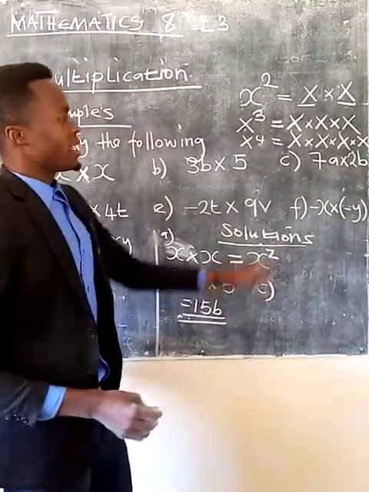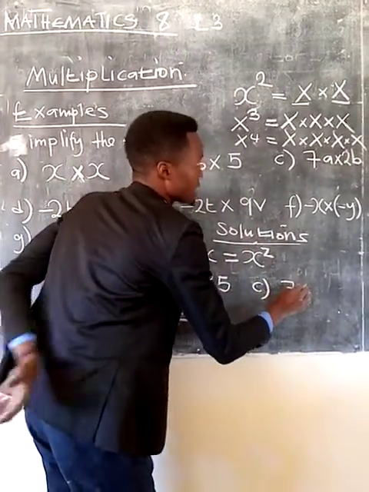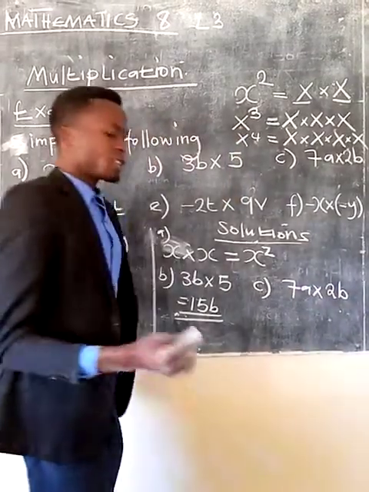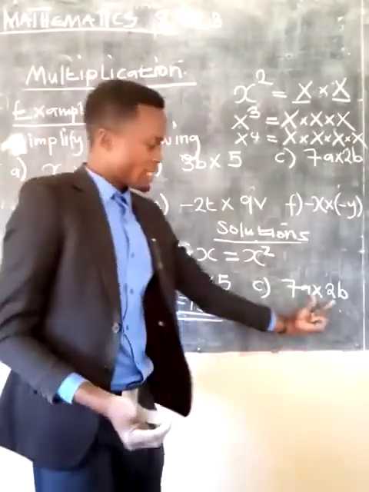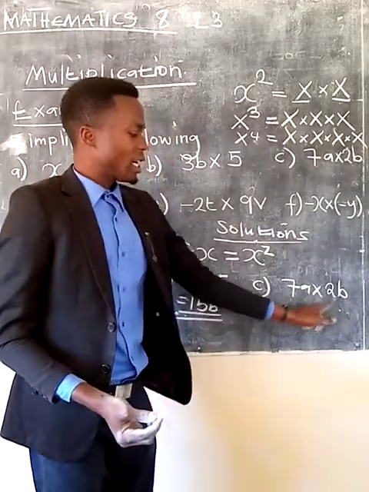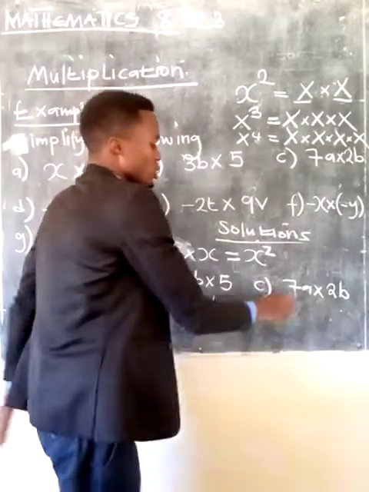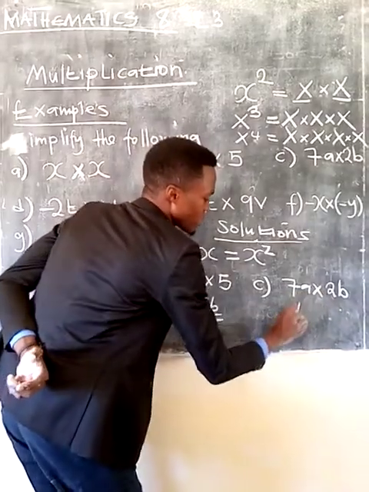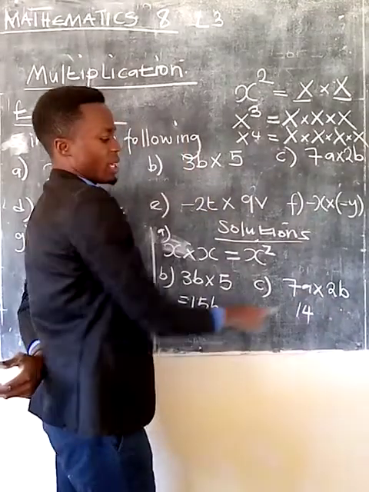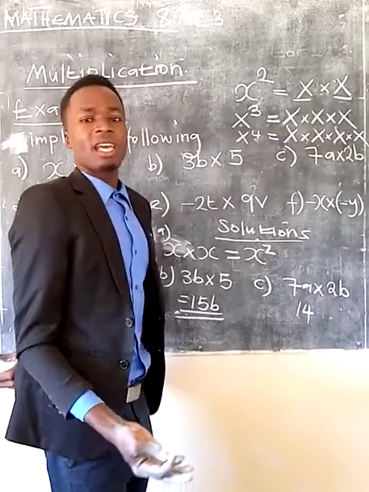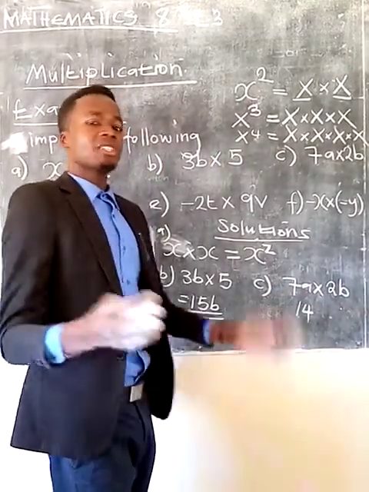So for C we are saying 7a times 2b. As usual, start with the coefficients. So we have 7 and 2. Multiply the coefficients, then you go to the variables. So 7 times 2 will give you 14. Then the variables a times b. This will just give us ab, because they are not the same.